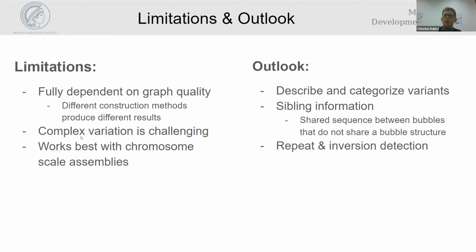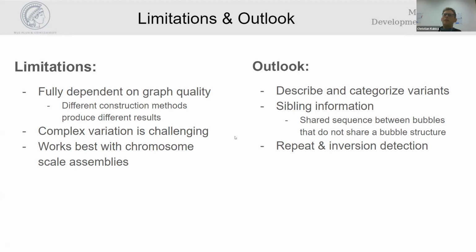Then complex variation with a lot of loops and paths traversing in and out will be detected, but it can be very challenging to interpret in the end or to know what's going on. And at least for us, it works best with the chromosome scale assembly. You need paths in your graph. So an RGFA, for example, won't work. And then it's also best to have full chromosome scale assemblies. Small contigs might already be challenging.